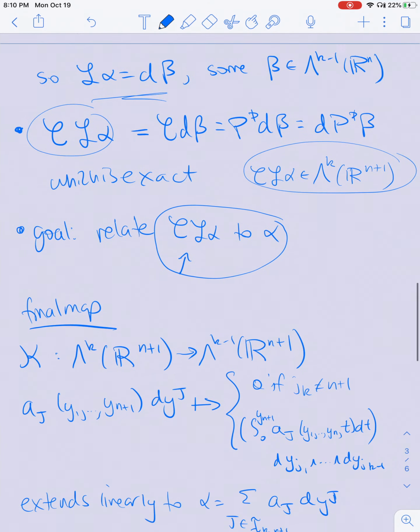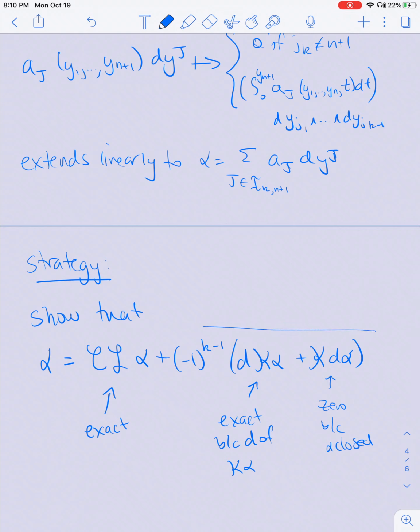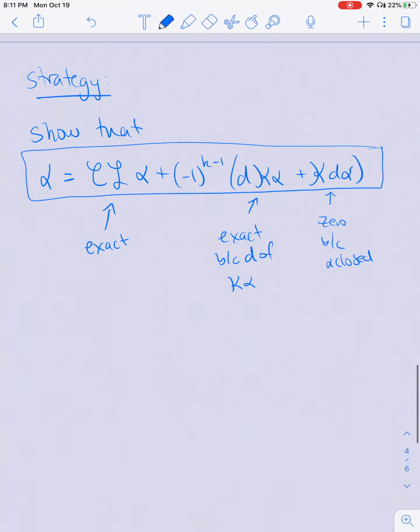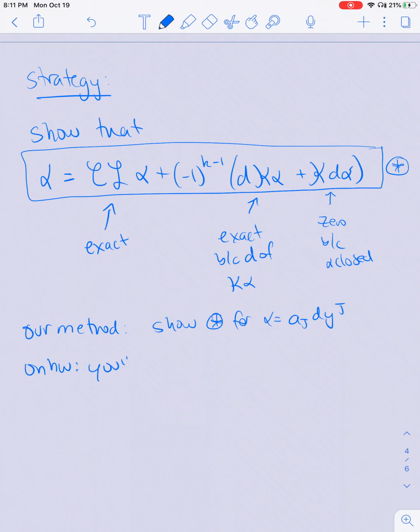Okay, so our strategy is to show this equality using the maps L, C, and K defined above in the previous video. Our method will be to show this equality, I'll give it a name, star, for the very simplest type of k-form. So for alpha equal to a_j dy_J. And then on the homework, you'll show that it's true for all alpha. This is a fairly straightforward argument involving the linearity of C, L, K, and D.